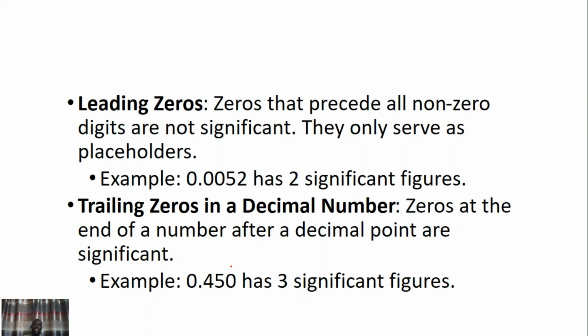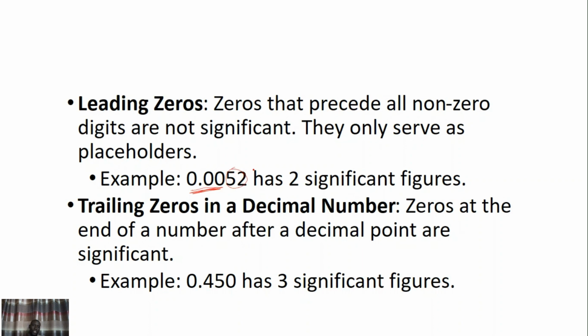The next rule is that leading zeros that precede all non-zero digits are not significant. They only serve as placeholders. If you look at these zeros, the leading zeros before the significant figures in the decimal number are non-significant. So therefore, this one has two significant figures.